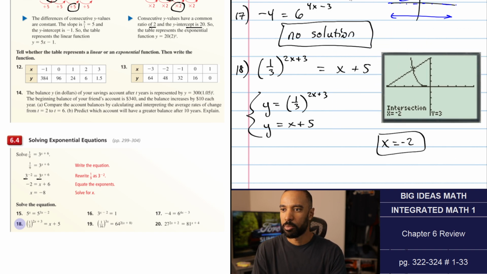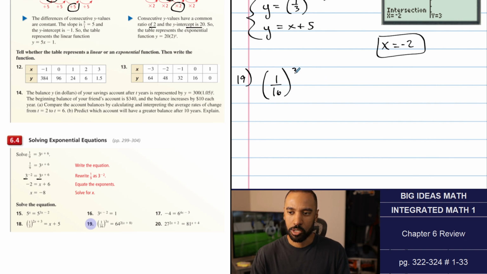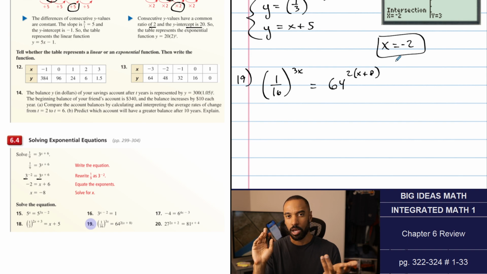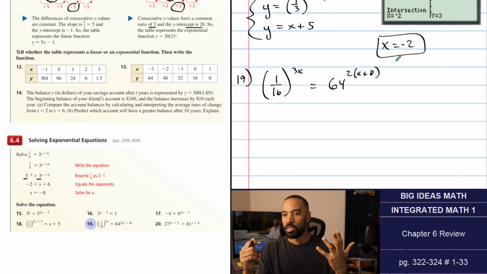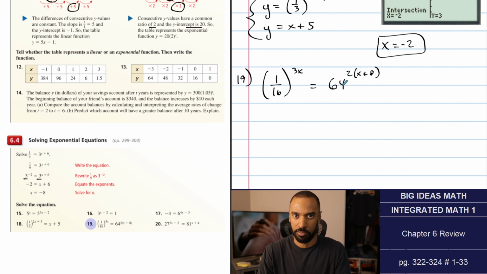Okay, number 19. Yeah, this one I'm not going to use a calculator for, now that these are both in the exponent. So, you could. 1/16 to the 3x power, this one's kind of a crazy question though, equals 64 to the 2 times x plus 8 power. Now, my basic goal here is to, again, get your bases to match. And the number that calls out to me is 4 as a base. I can do 4 squared to get 16 and 4 cubed to get 64.